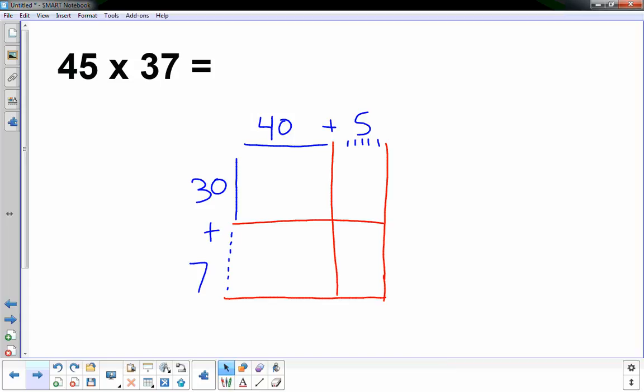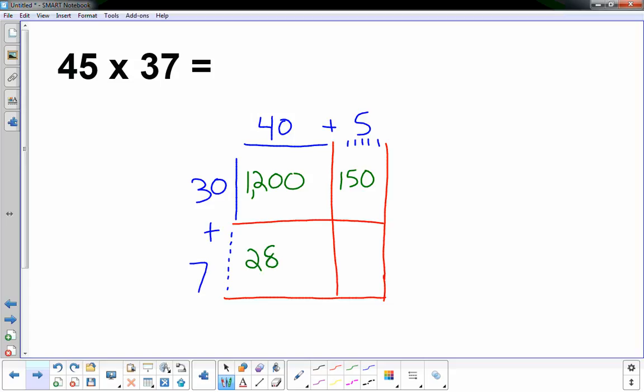There we go. All right, upper left-hand corner is 30 times 40. 3 times 4 is 12. There's 2 zeros. So I have 1,200 for that. Upper right-hand corner, 30 times 5. I know 3 times 5 is 15. And there's a 0 in the 30, so it's 150. Now I'm going to move to the lower left-hand corner. 7 times 4 is 28. But it's not a 4, it's a 40. So 7 times 40 is 280. And the lower right-hand corner, 7 times 5, 35.